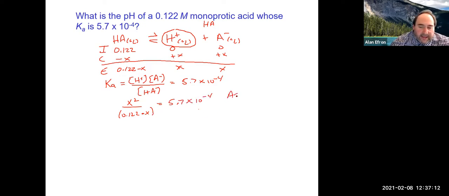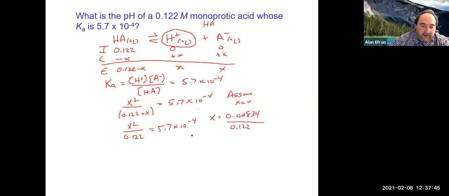We could assume that x is equal to 0. That would get us x squared over 0.122 is equal to 5.7 times 10 to the minus 4. If you do that multiplication, and hopefully you did a little checking as well, you will see this is not so good. We would end up with an x value of something like 0.00834. We would check it by dividing it by what we were going to subtract it from, which is 0.122, times by 100.